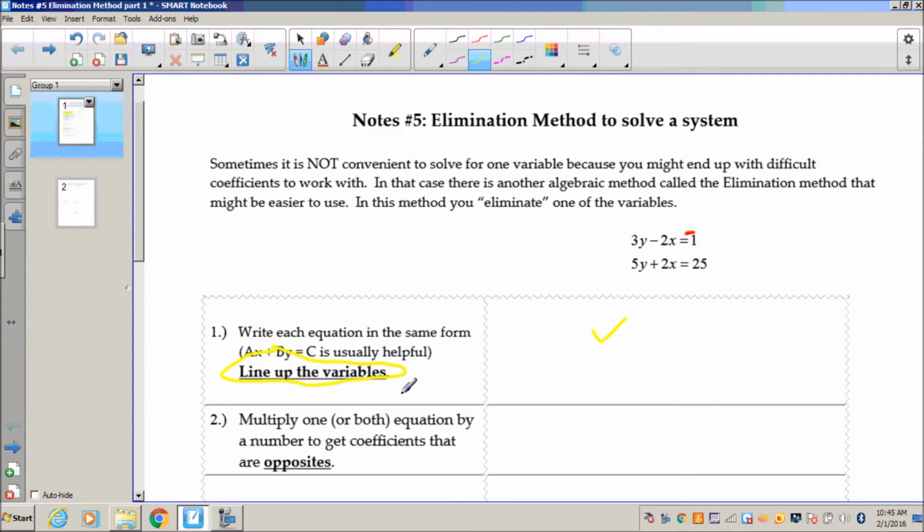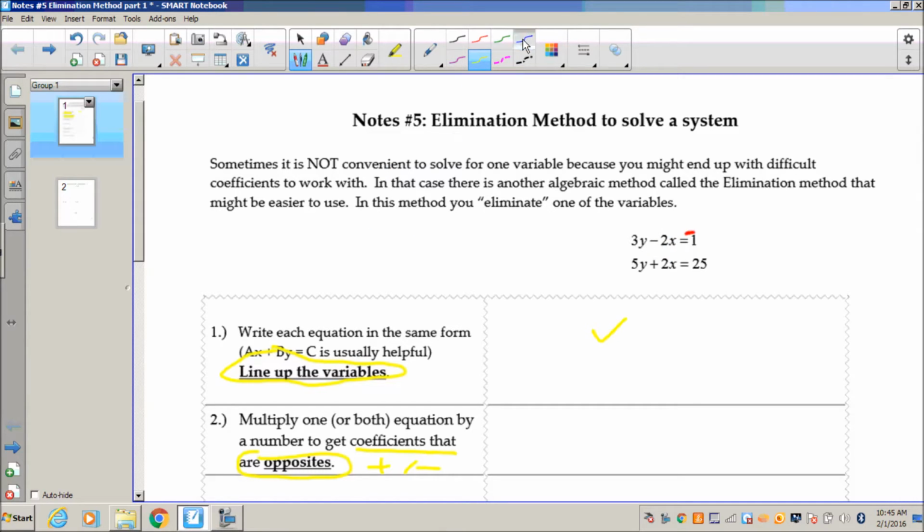Now, the next step says multiply one or both equations by a number to get coefficients that are opposites. Remember, opposites are a positive and a negative pair. So +2 and -2 are opposites. +7 and -7 are opposites. So I look here to see if my coefficients are opposites. Well, 3 and 5 are not opposites. -2 and +2 are opposites. So I'm all set with that. I have coefficients that are opposites.